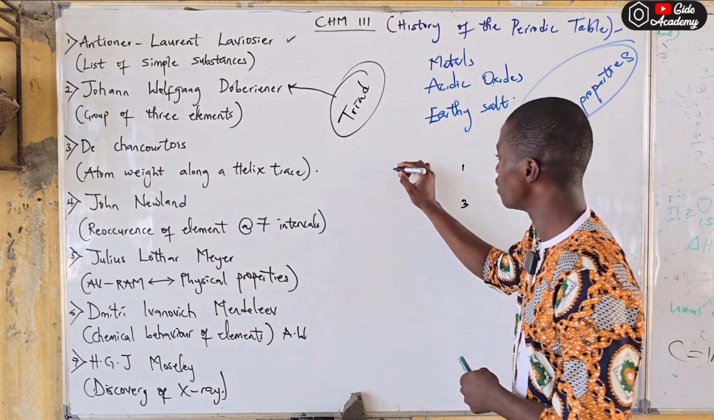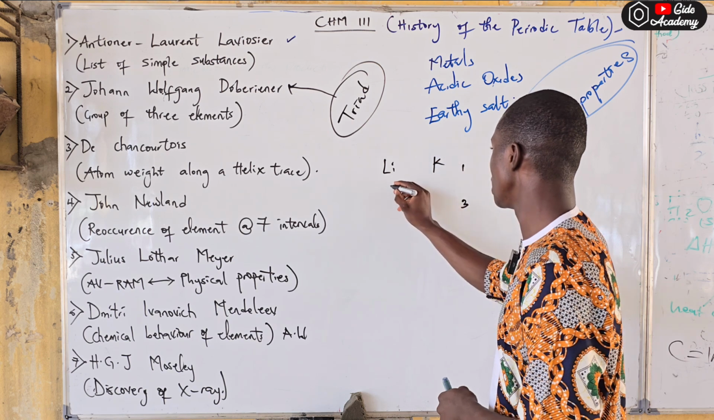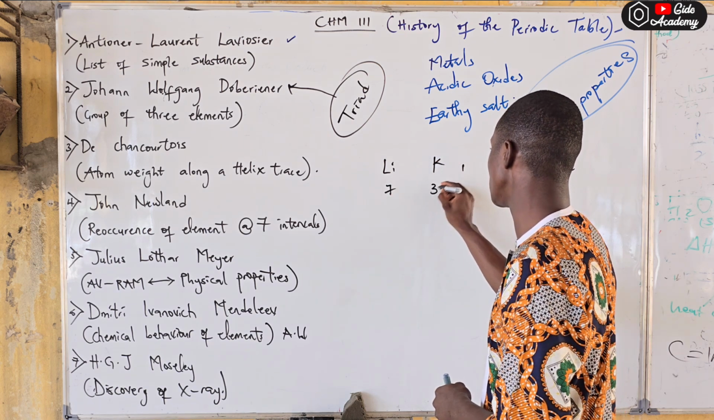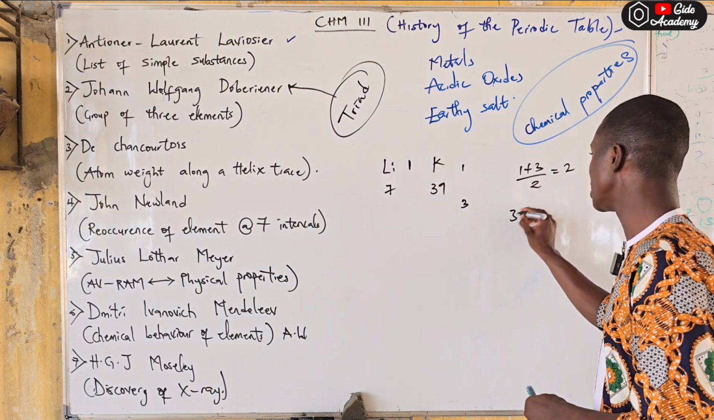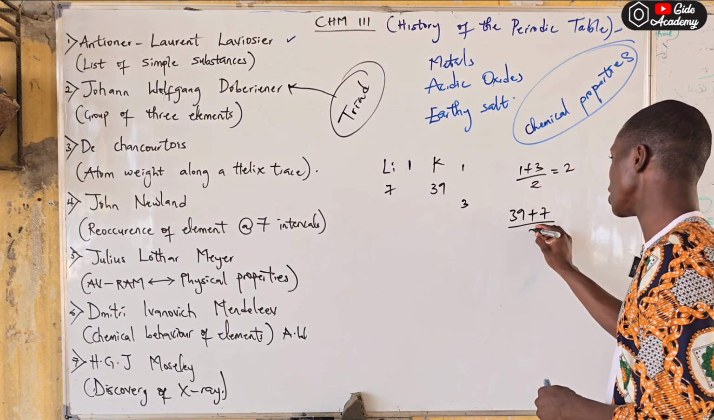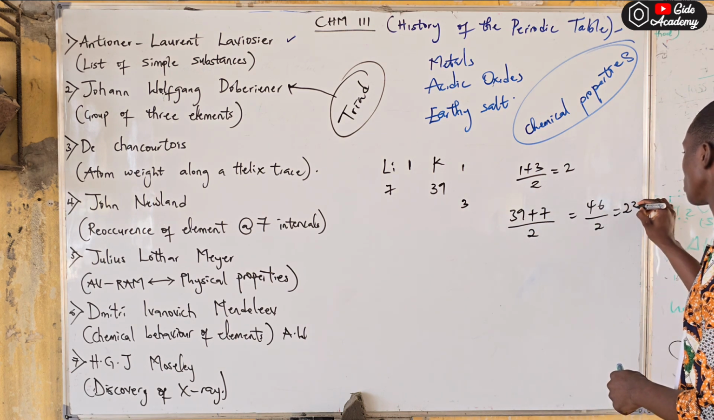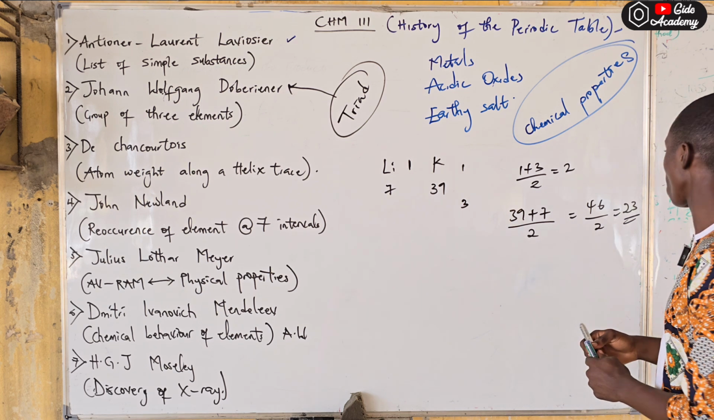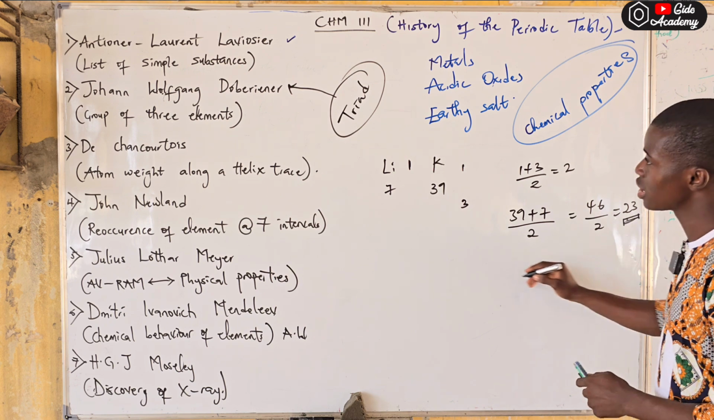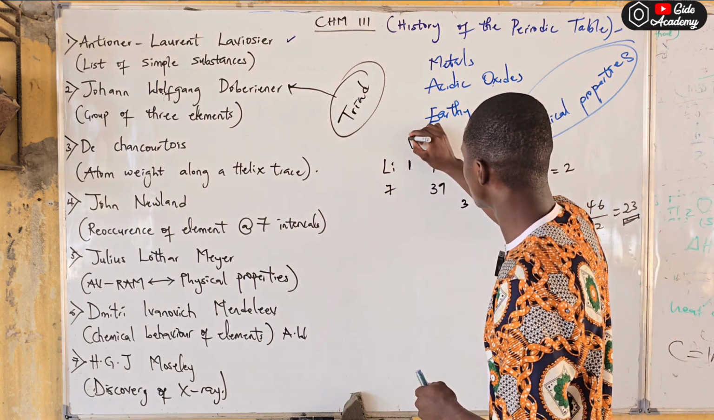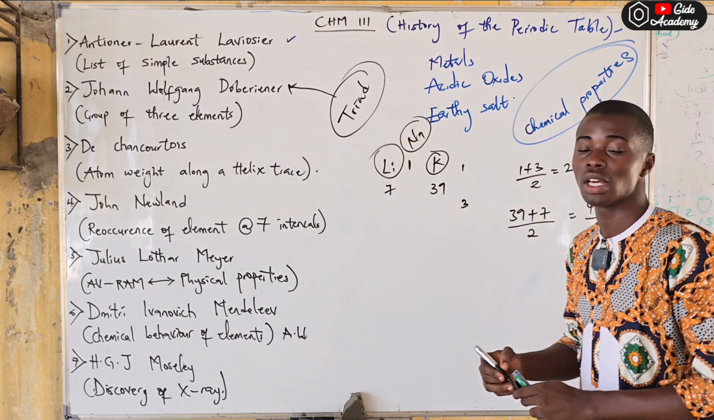Let me give you an example quickly. We have lithium, we have potassium. Lithium is 7, potassium is 39. So what this guy does is, for us to get the middle element, he writes 39 plus 7 divided by 2. 39 plus 7 is going to give us 46. 46 divided by 2 is going to give us 23. So the question is, which element in the periodic table has the atomic mass of 23? The answer is sodium. So lithium, sodium, and potassium all belong to the same group in the periodic table.